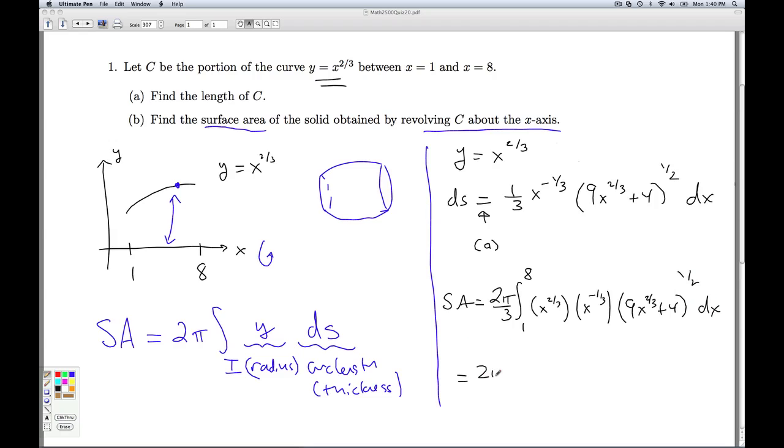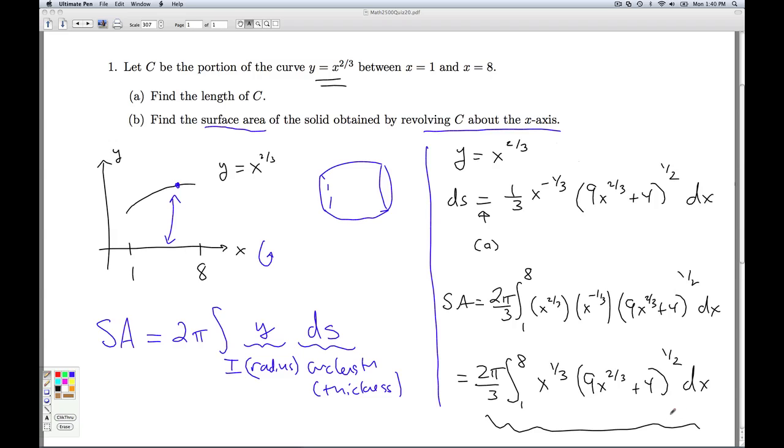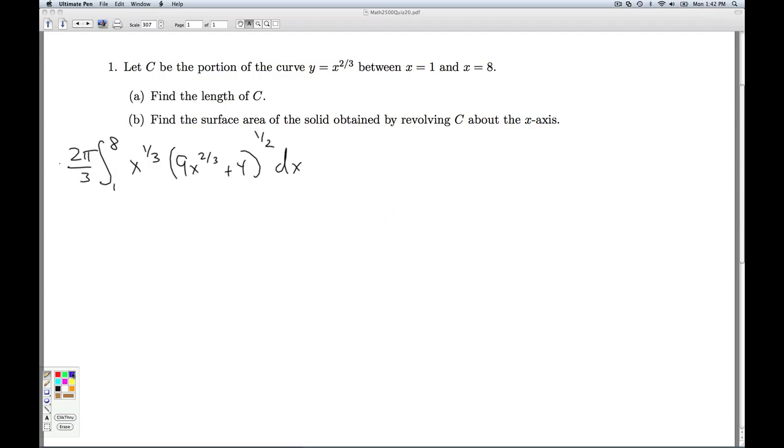which simplifies to 2 pi over 3 times the integral from 1 to 8. Multiply these together, you get an x to the 1/3 times 9x to the 2/3 plus 4 to the 1/2 dx. So this is the challenge now, to evaluate that integral, and that'll give us the surface area. Okay, this certainly looks complicated, but we're going to go back to our old rule of thumb. We're going to let u be the thing inside the parentheses. I'm going to get my du, and as before, I'm going to get 6x to the minus 1/3 dx.